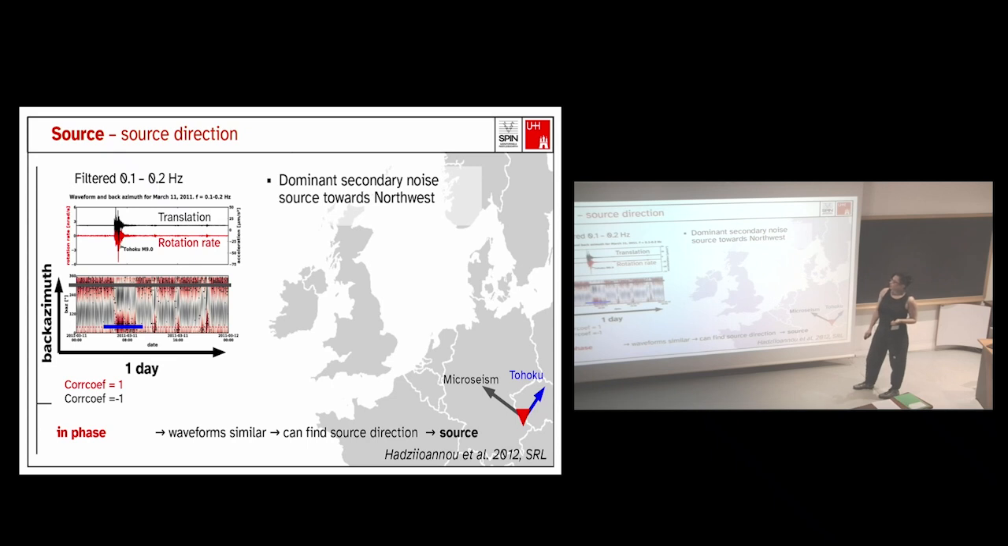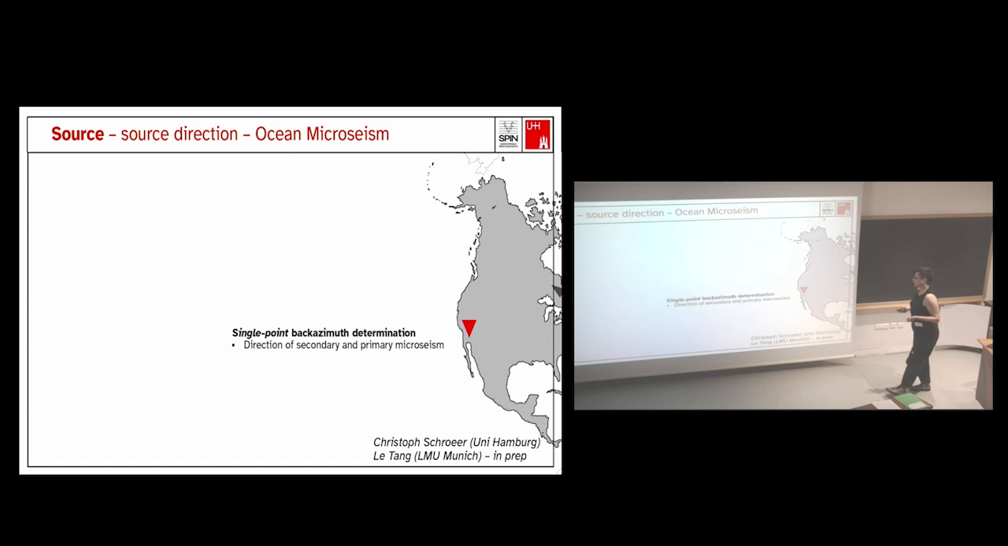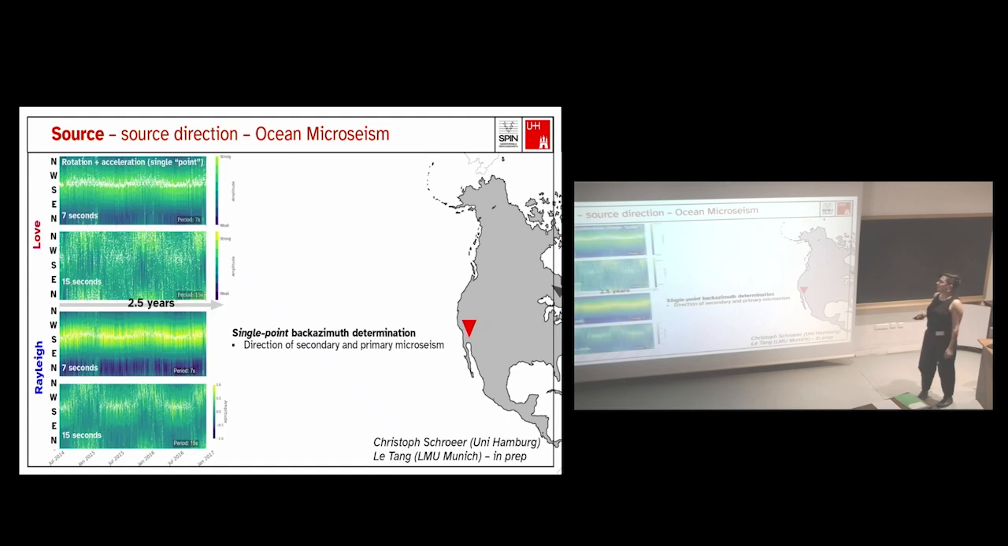And we've essentially repeated this type of analysis using the Pinon Flat Observatory and the array-derived rotation there that I mentioned earlier to look at what the ocean microseism looked like for over a year. So that's what you see here. You can get the rotation rate around the vertical axis to extract the Love waves in your microseism field, and then you can take the horizontal components of rotation to find out where the Rayleigh waves in your microseism field are coming from.